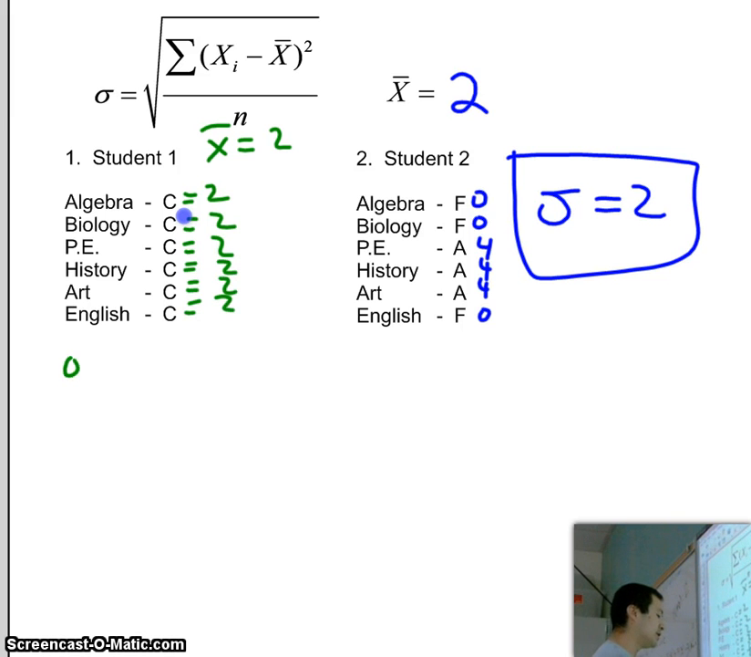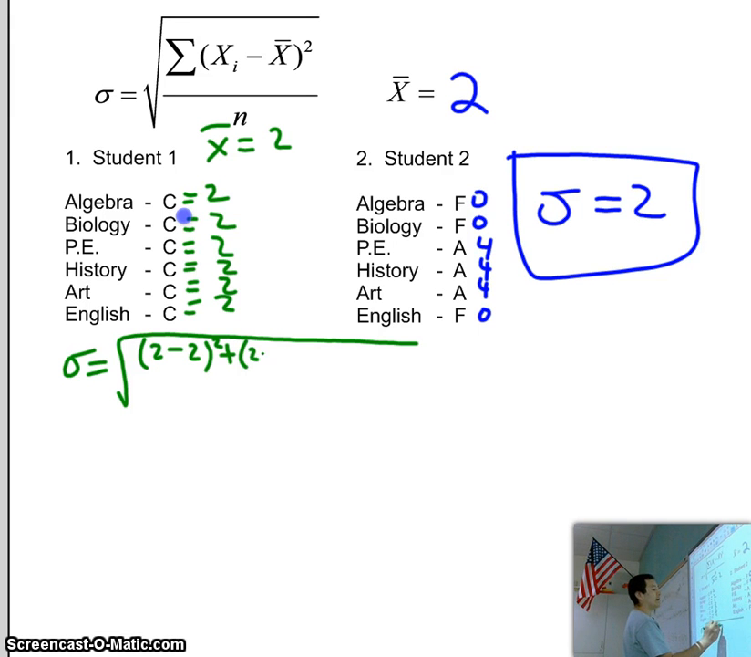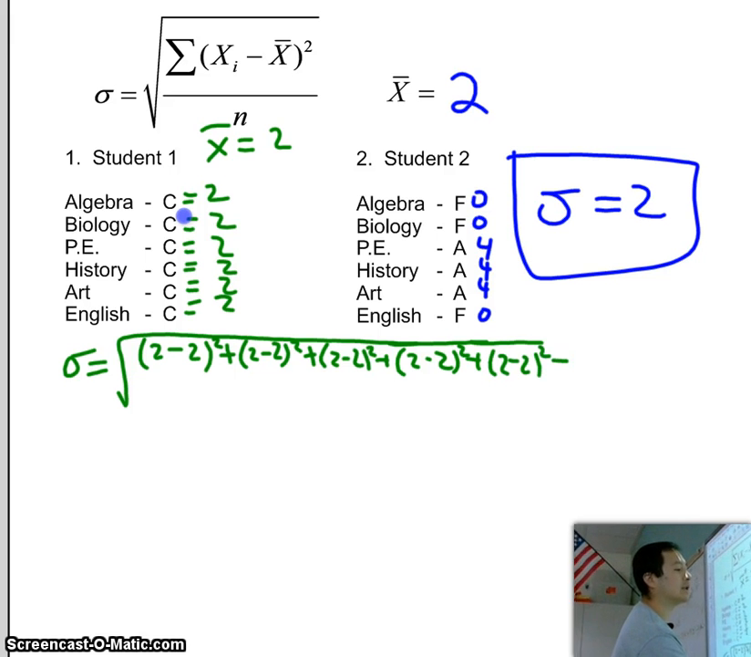So let's go through this. Standard deviation is the square root of the average of the distances. 2 minus 2. First one, algebra, minus the mean, squared, plus biology, minus the mean, squared, plus PE, minus the mean, squared, plus history, minus the mean, squared, plus art, minus the mean, squared, and English.